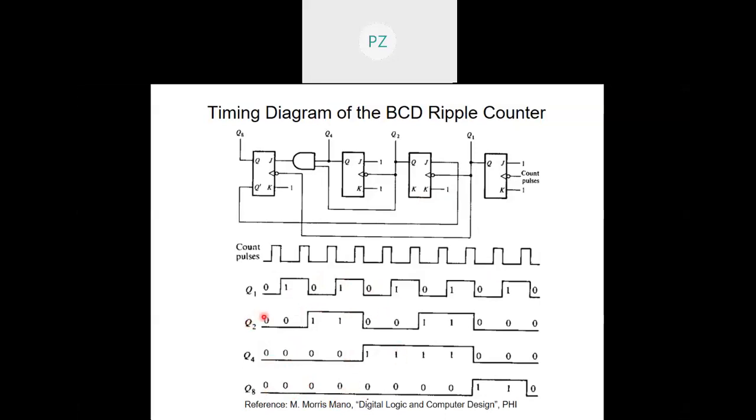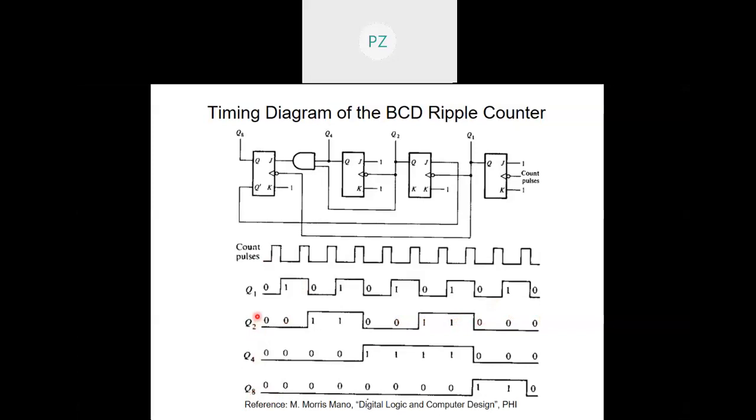So what is happening? 0, 1, 2, 3, 4, 5, 6, 7, 8, 9, and then 0 again. That is what we wanted: a modulo 10 counter, or a BCD counter, or a decade counter, counting like this.